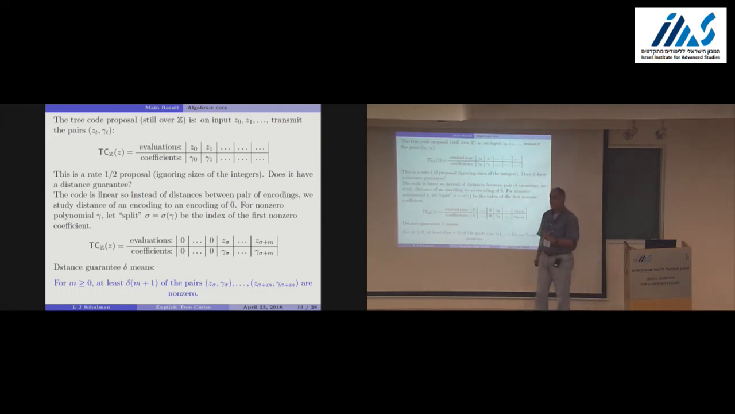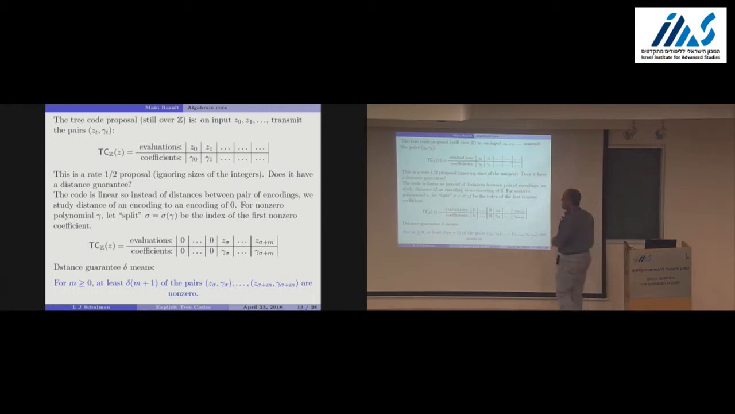And first of all, let's see if it has a distance guarantee. Where by distance we mean Hamming distance over the integers. Again, this is a linear code, and whenever you have a linear code, you don't have to talk about distance between two code words. You can just talk about distance to 0. And of course, the 0 stream encodes as all zeros.